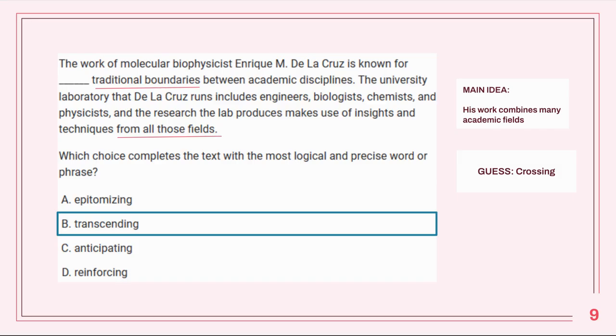That's what it means to epitomize something. It means to kind of become that thing almost. But we're breaking the traditional boundaries. We're not being an example of traditional boundaries. So epitomizing is the opposite of what we want to say.